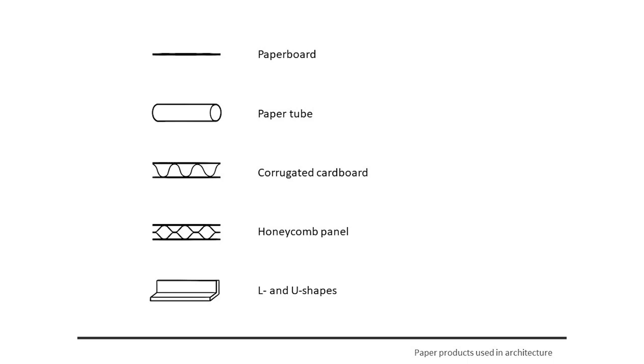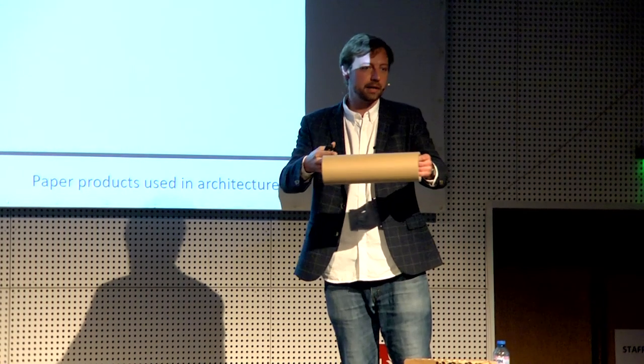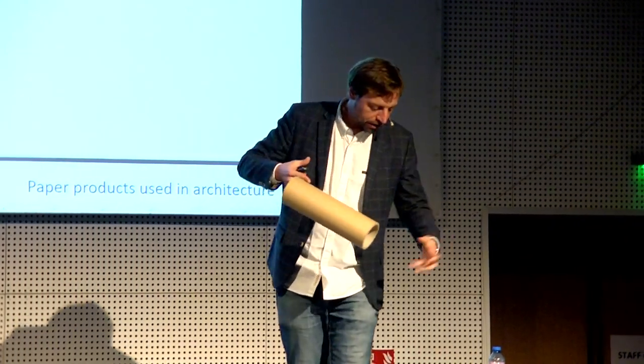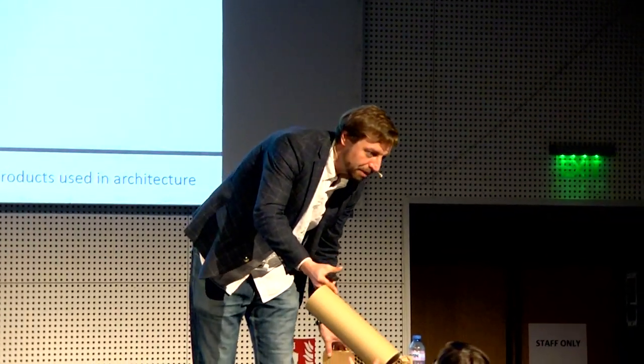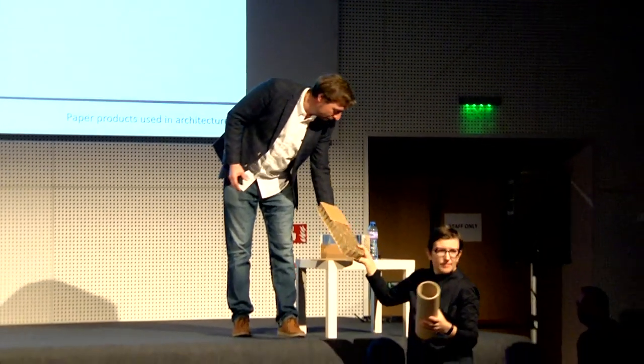Those are full board paper tubes, which perhaps you know from toilet paper, paper towels, and so on. But if we make them bigger, then they become really strong. Corrugated cardboard, honeycomb panels, and then L-shapes and U-shapes. Maybe I can pass this through the audience so you can touch it, try to squeeze it, and in the meantime, I will explain about those materials.